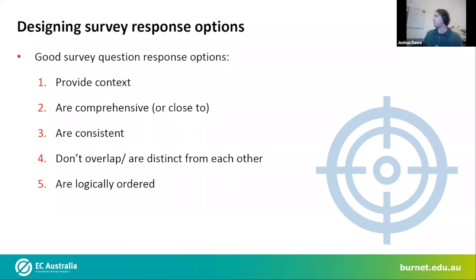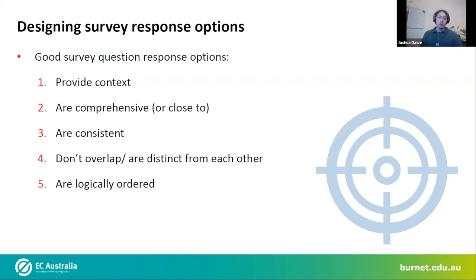A good question response option should provide context to help the participant answer the question. They should be comprehensive. If you're asking people how many days in a week they smoke, it's probably good to include up to 7 days, not just up to 3. They should be consistent in as many ways as possible.